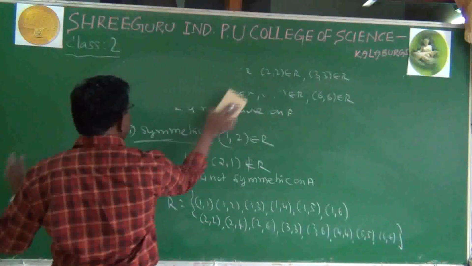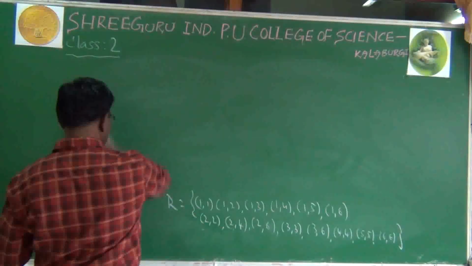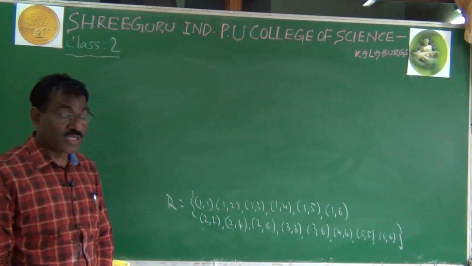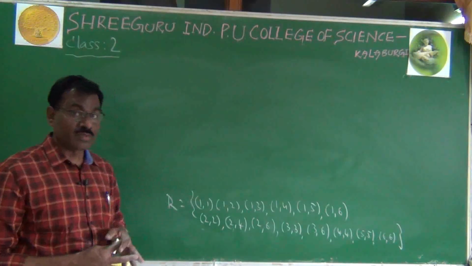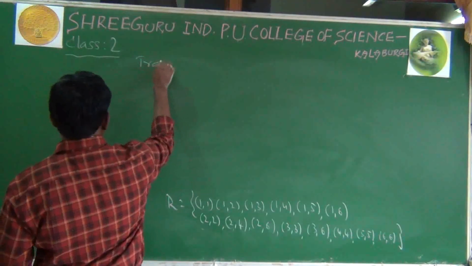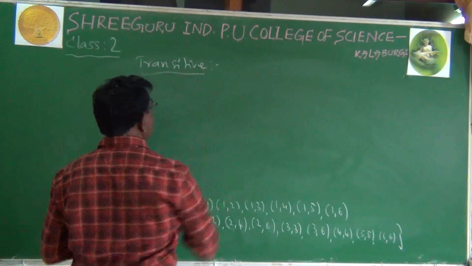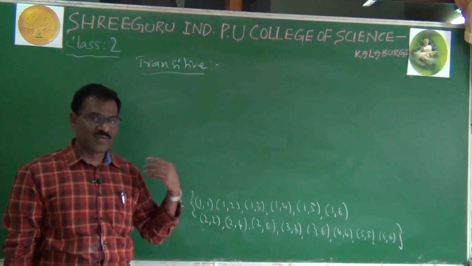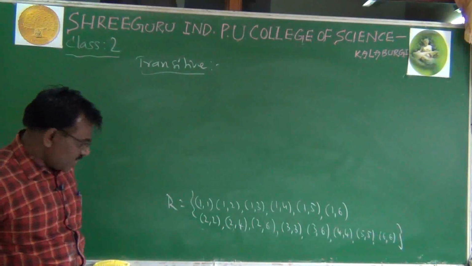Then what is next? Whether it is transitive or not. It's very difficult because there are many ordered pairs, but you should check all the possibilities. Not just one, you have to check all the ordered pairs. So what is the next? Transitive relation. Reflexivity, symmetry, and transitivity. So I am checking the possibilities.